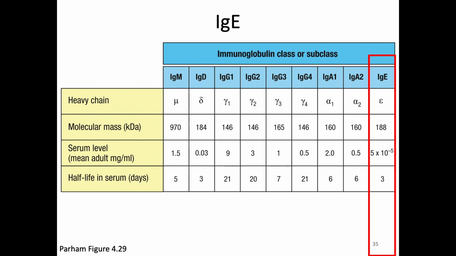Okay, now we're going to move to another isotype. It always feels like this one's in a weird spot, but I did put it in this spot for a reason. So the next one we're actually going to think about is IgE. So now we're all the way down at the end. What do you notice that stands out about IgE?